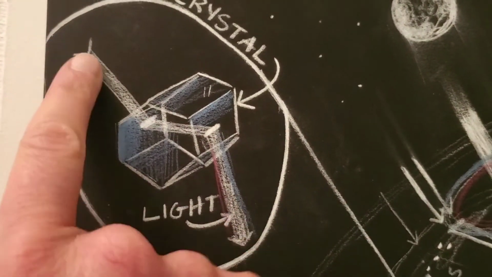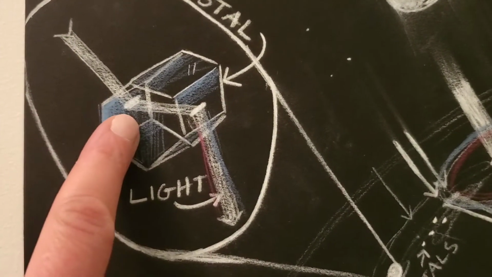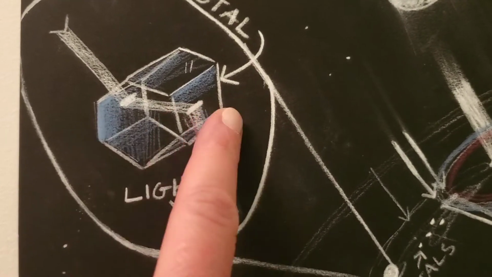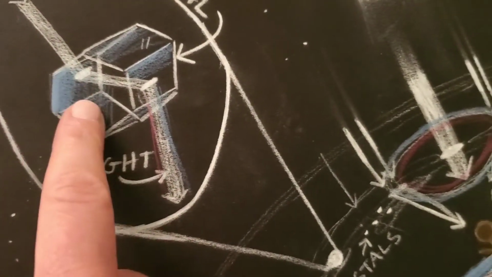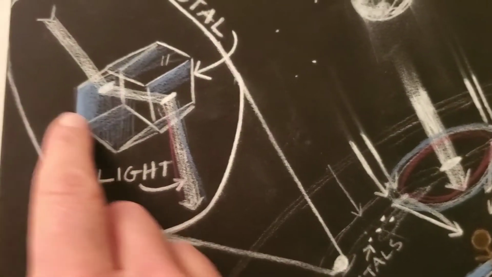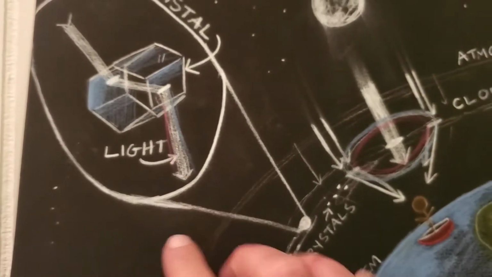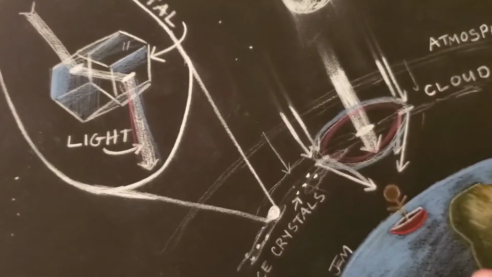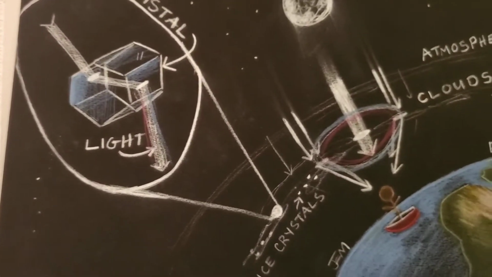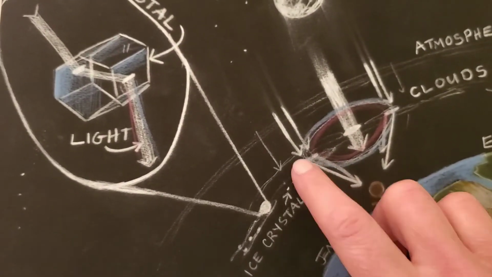And what happens when light hits a prism is it hits the first face and that causes it to bend. And then when it hits the second face, it bends again. This is called refraction. And so this bending for a particular type of ice crystal will happen at the same angle amongst all of them. So usually this is about 22 degrees of a bend.